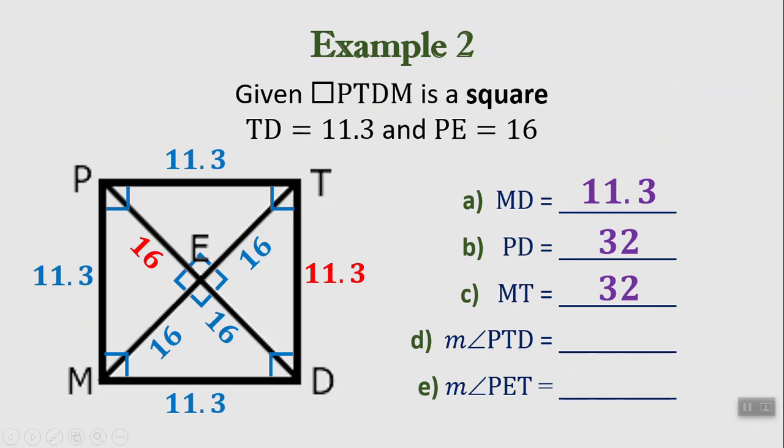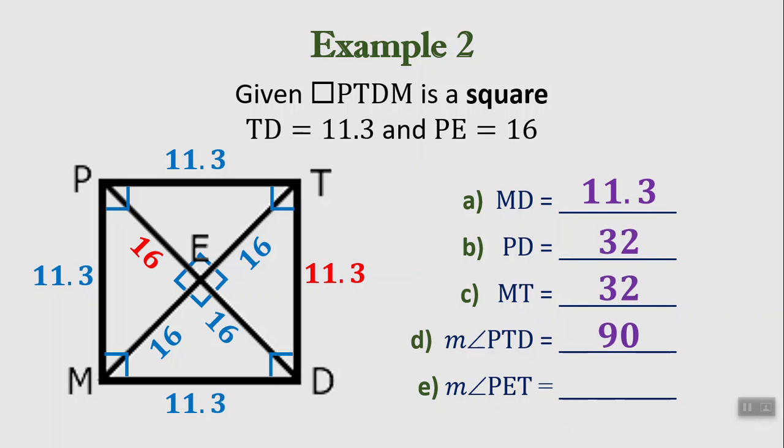All right, the measure of angle PDT. So that's something you have to figure out. I'm sorry, I misspoke. PTD. So we're talking about this angle right here. PTD, that's one of the angles of our square, so we know that's 90 degrees.